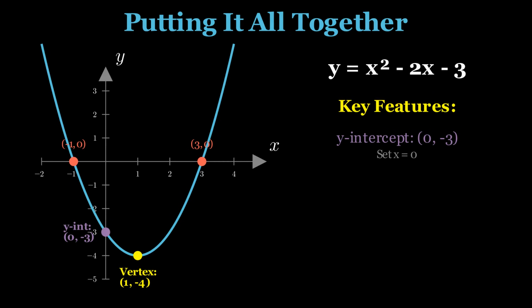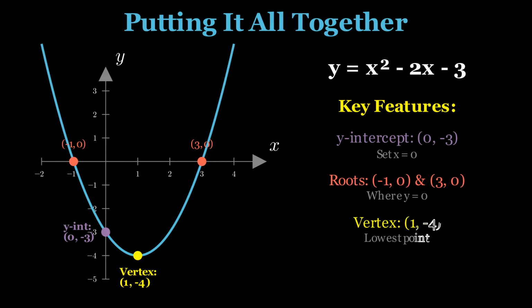3 points, 1 complete picture. Let's quickly review the 3 key features. Y-intercept, where the graph crosses the y-axis. Find it by setting x equals 0.